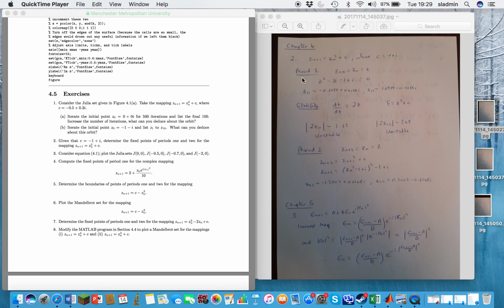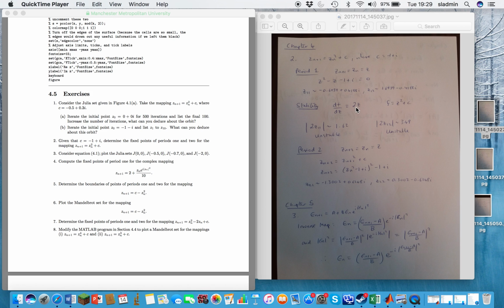So again, to find the fixed points of period 1, we solve z_{n+1} = z_n = z. And that gives us this quadratic equation, which we can solve with MATLAB, and we get the approximate positions of z_11 and z_12 are these values here. Again, to determine the stability of these fixed points, we differentiate. So we differentiate f(z), which is this function here, which is z squared plus c, and we get 2z.